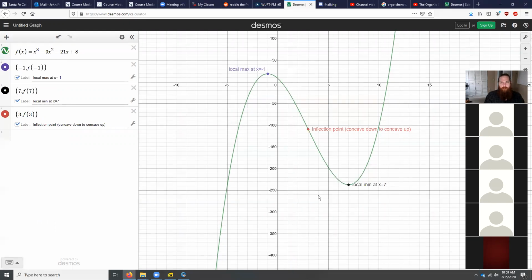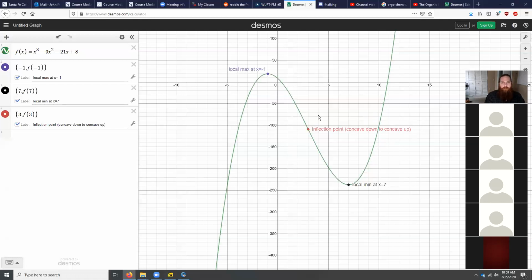So really, this is a shifted form of the graph of x cubed minus x. That's all that's going on here. But we've got a local max at -1 because f went from increasing to decreasing there. We used our first derivative test. We've got a local min at 1 because f went from decreasing to increasing there.